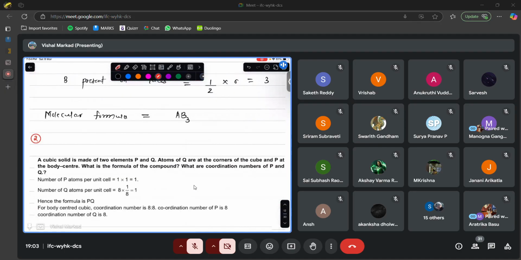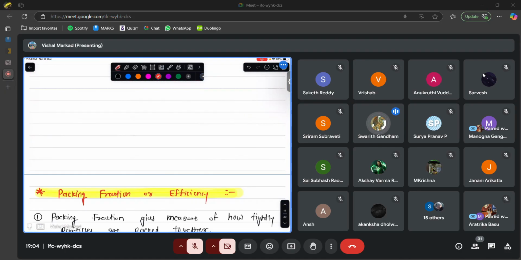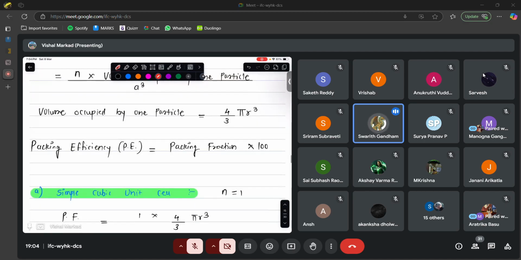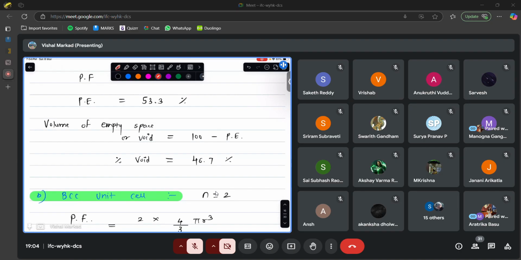Would the formula be different for BCC and FCC? It will be different. It will not be A equal to 2R because in those the atoms are not touching along the edge. The general formula, n into the volume of the particle, is fixed. The n value will change and the A and R relation will change. I have given it here.